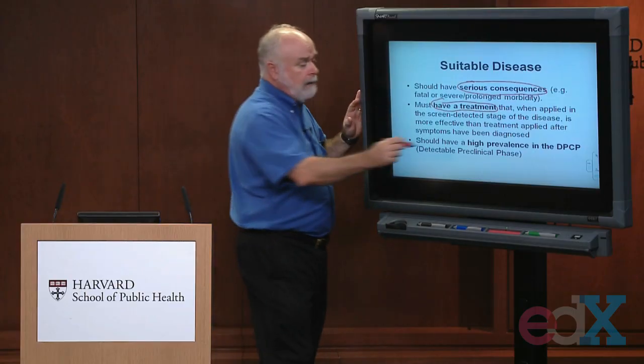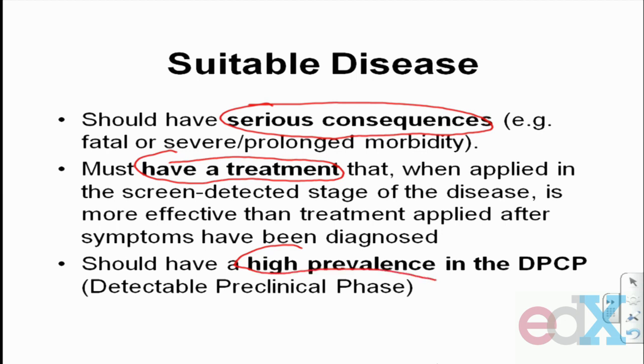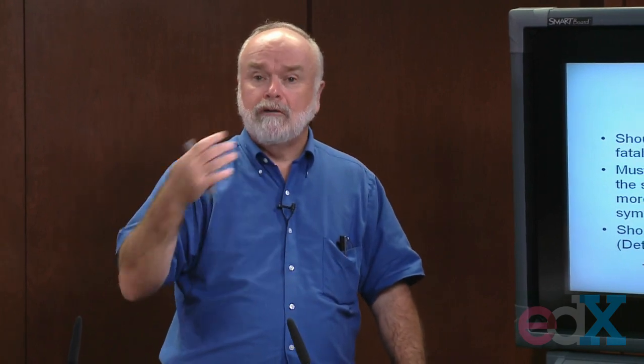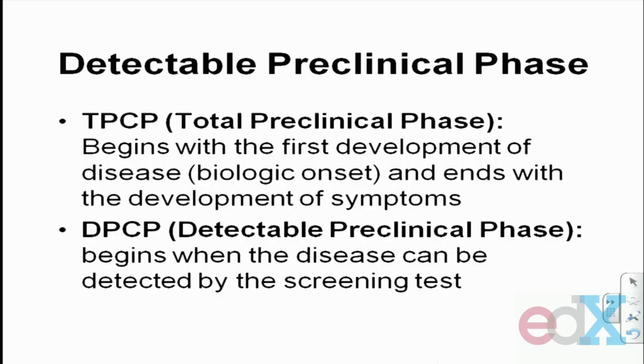So it has to have a high prevalence in my population, a high prevalence in something called the DPCP, the detectable preclinical phase. What do I mean by a detectable preclinical phase? Well, first let's talk about what I mean by a preclinical phase. I can break that into two periods of time: a total preclinical phase and a detectable preclinical phase.